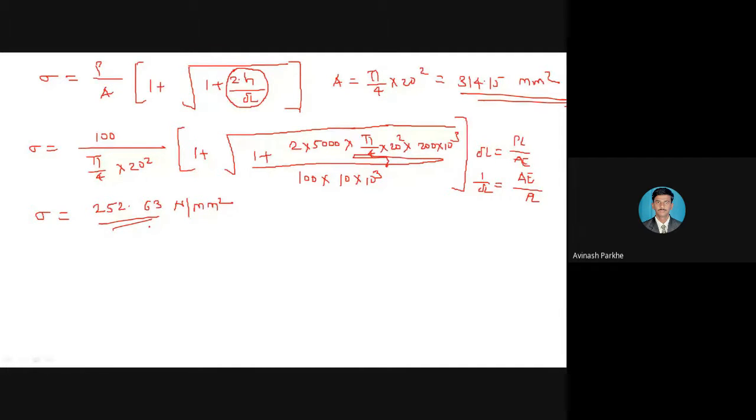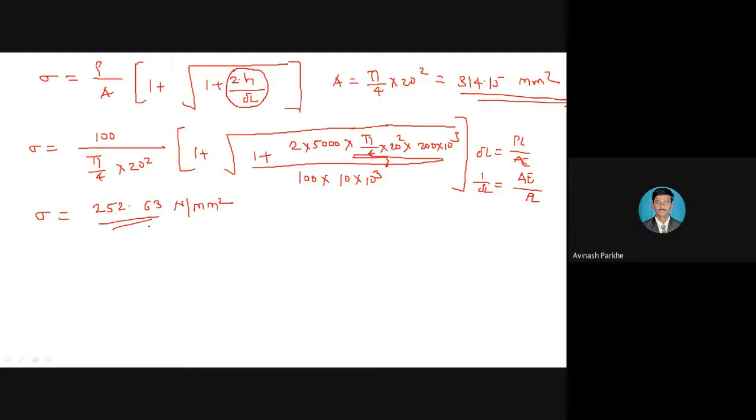While putting the value of the cross-sectional area, do a separate calculation for the area. Area is equal to pi by 4 d square, and then put that area value directly in the formula. If we put pi by 4 d square directly, then also no problem, but if we put the area value only, your calculation becomes very simple. So 252.63, this is the correct answer.